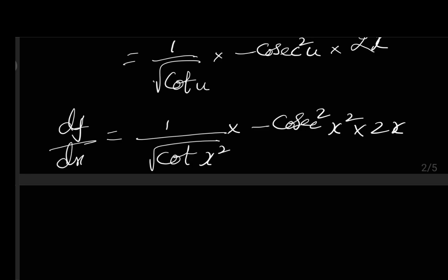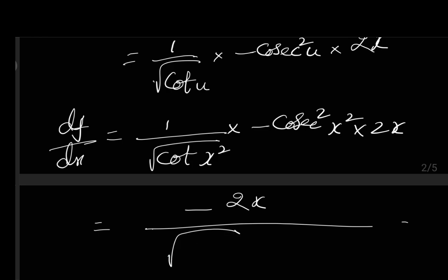If you want further simplification, you can do the simplification here. This is the final answer, but for further simplification we are going to do some more steps here. Just listen to the steps. I write minus first, then 2x here. Denominator cot x squared. I write this as cos by sin, no? Cos x squared by sin x squared.